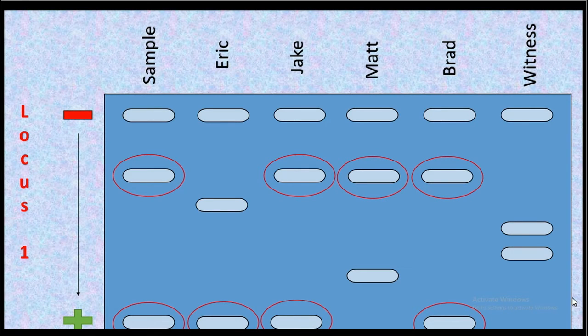So we can tell that Eric and Jake are related because they share one of the fragment locations, which makes sense because Eric's other one would come from his mother, and it would be the same thing for Matt and Brad. And there was also a witness at this crime, but it would make sense that the DNA is not shared because they just witnessed it.